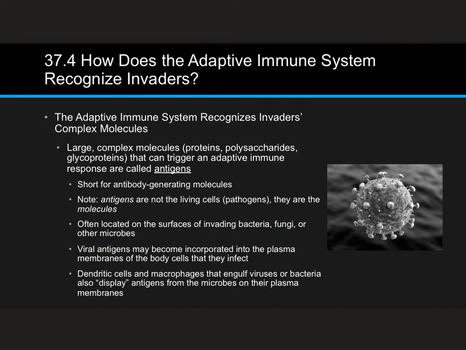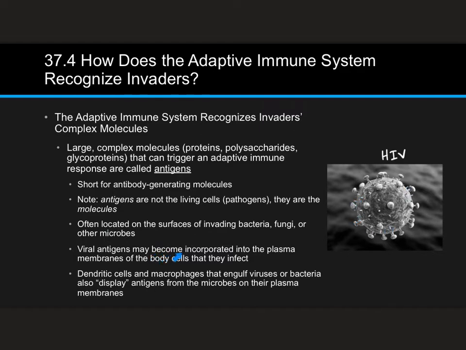Over here, I believe this is a picture of an HIV virus. And you can see on the outside of it, there are some markers that indicate what this is exactly, right? It's got some proteins along the outside. There's some antigens, okay? So they're often located on the surfaces of these things, as you can see right there.